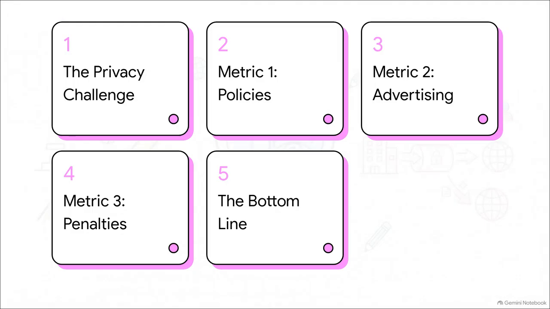To see how this works in practice, we're going to follow a logical life cycle of corporate accountability. We'll start with the overall data privacy challenge, dive into Metric 1 on privacy policies, look at Metric 2 regarding targeted advertising, hit Metric 3 on legal penalties, and wrap up with the bottom line on privacy. Let's get right to it.